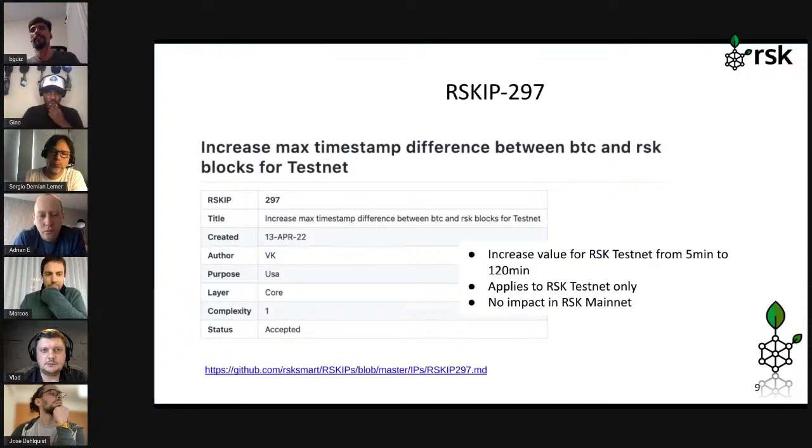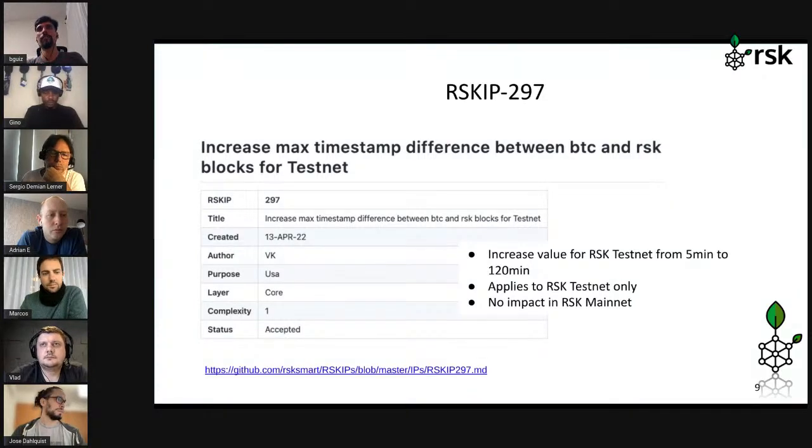Thank you. All right, thank you very much, Vlad. Just wanted to highlight that both of these changes are specific to testnet only, and they do not affect the RSK mainnet. Just wanted to ask if anyone else on stage wanted to add anything to those two RSK IPs, 290 and 297.